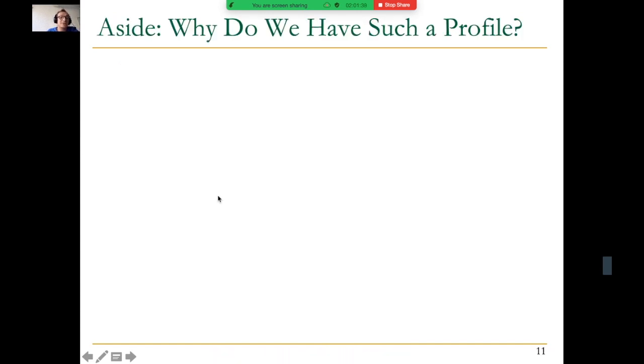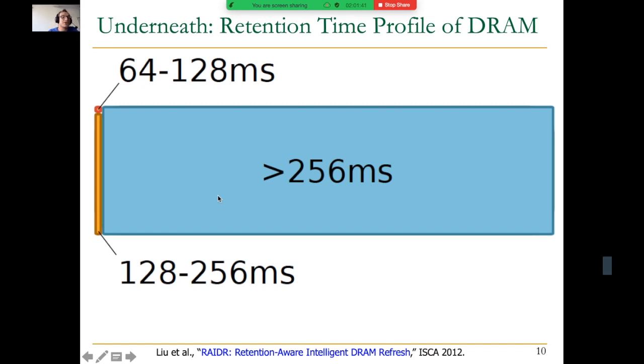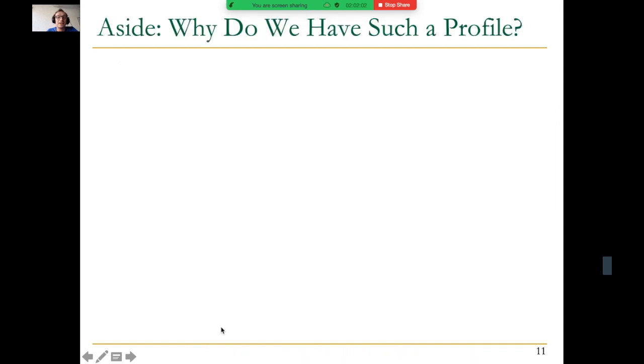Okay, before we go into how we can exploit this, this profile is very interesting and powerful. If you knew this information, one thing you could do is you could refresh every DRAM row at the rate it requires to be refreshed at, right? Which is really nice. That way you can get rid of almost 75% of refreshes. And that's going to be the idea of RAIDR, which I'm going to discuss in a little bit. But before we go into that, I've kind of alluded to this, but we should ask the question, why do we have such a profile? It's always good to understand this thing.